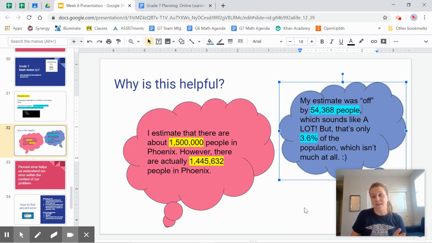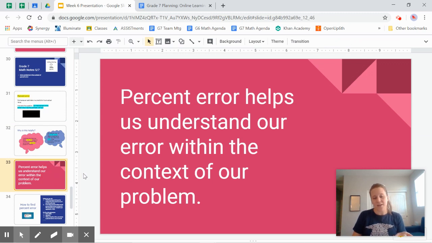25 people is not a lot in the population of Phoenix, but it is a lot in the context of my class, which only has 40 people total. So that percent error would be a lot higher because my total got smaller, okay? Percent error overall helps us understand our error, or how far off we are, within the context of the problem as a whole, okay? That's why it's so helpful.